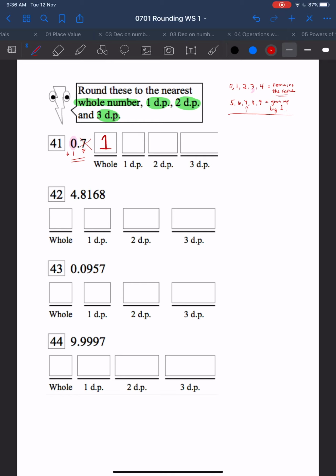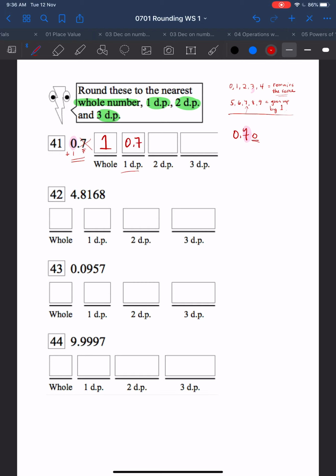Now let's do the next one. 0.7 to 1 dp. There's a decimal point and this is 1 dp. Round it to the first decimal place. Now there's nothing after it, so let's just put a 0, because 0 has no value. It will not change the value of 7/10. So let's look over here. What are we using? The next digit is 0. So this now remains the same. This rounded to the first decimal place is 0.7.